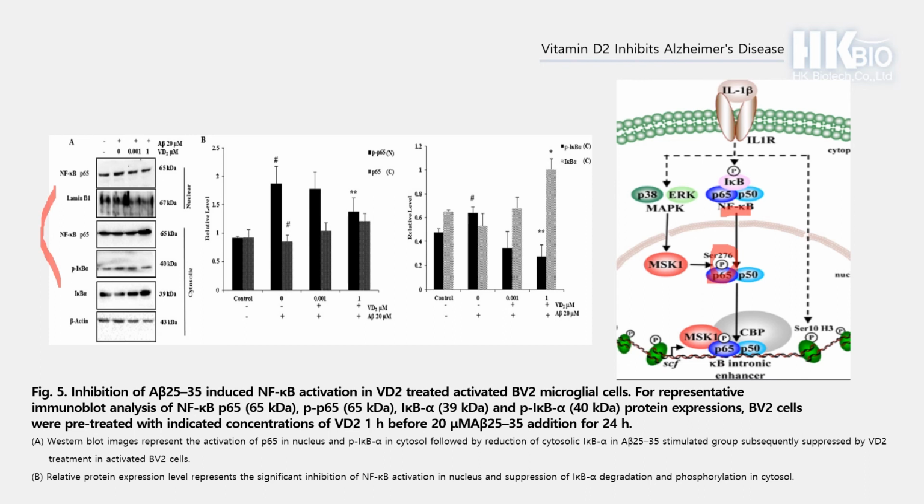Let's look at panel B here. The phosphorylated p65 protein level in the nucleus was significantly reduced by vitamin D treatment relative to A-beta treatment. In the cytosol, non-phosphorylated p65 protein levels were elevated by vitamin D2 as compared to A-beta treatment. So this means vitamin D2 inhibits NF-kappa B activation.